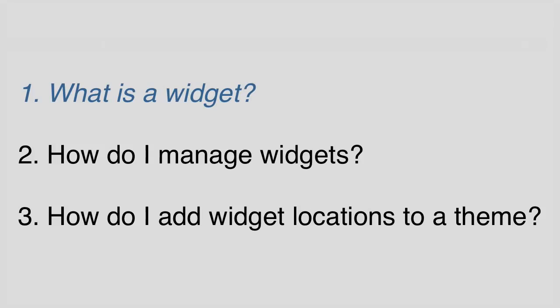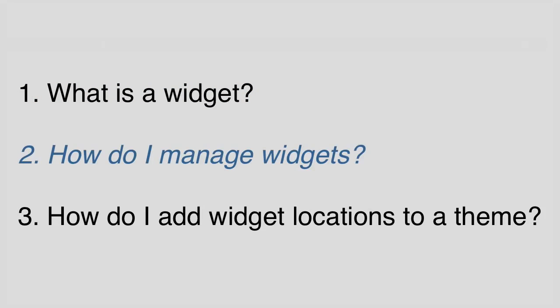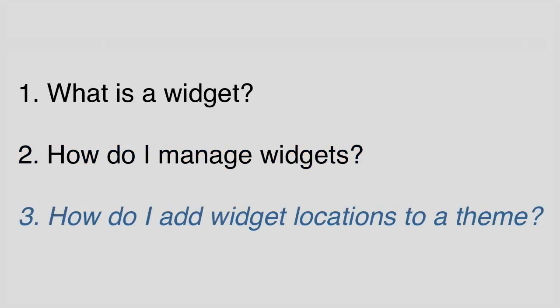Alright, now let's change gears a bit. We are all familiar with what a widget is and how to manage widgets from the WordPress admin area. So we are now ready to dig into the real meat and potatoes of this lesson. If we are creating our own themes or modifying an existing theme, how do we add widget support? And how do we add widget locations anywhere that we please?